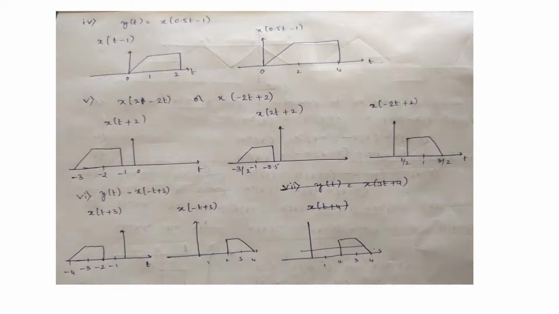Next I have y of t equal to x of minus t plus 3. Here I am going to do only two operations, one is time shifting and one more is time reversal. So initially I have to find out x of t plus 3. Plus 3 means I have to shift the signal in the left direction. The signal is present at minus 4, minus 3 and minus 2. And I have to do time reversal, as the negative sign is given. So plot the mirror image of the signal in the right direction.